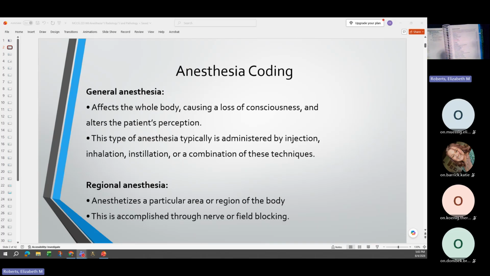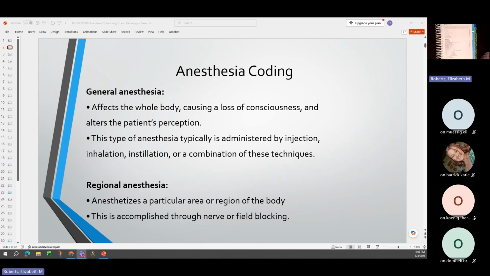So when it comes to anesthesia coding, the thing to remember is that we're not coding for the surgical procedure. We're coding for the anesthesia that the anesthesiologist administered to the patient so that the patient can undergo their surgical procedure, to anesthetize them during that procedure, right? So that they don't feel pain.